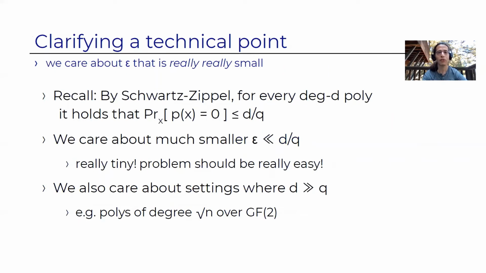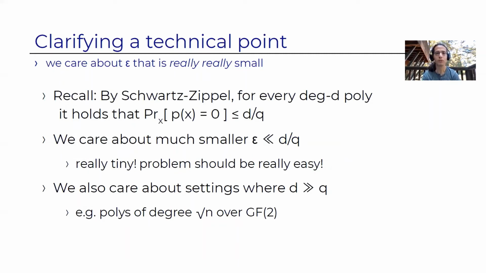And before moving on, I just want to clarify one technical point. Intuitively, you might have it in your head that by the Schwartz-Zippel lemma, all polynomials vanish rarely, because the Schwartz-Zippel lemma tells us that for every polynomial, the maximal fraction of zeros is d over the field size q. And there are two things to note here. The first is that we care about epsilon that is really tiny, much smaller than d over q. And for such a tiny epsilon, the problem should be really easy. Or not, we're going to see.